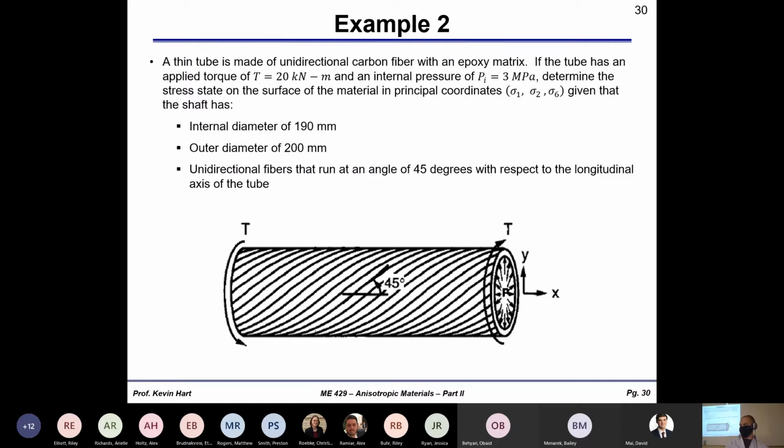So here we've got a thin unidirectional carbon fiber epoxy tube, and it's under some torsion and also some internal pressure. Complicated, right? So we want to determine what is the stress state on the surface of the material in principal coordinates, given that the shaft has certain geometric parameters, and that the orientation of the fibers with respect to the longitudinal axis of this shaft is 45 degrees. Hopefully we're all following that idea. I'll give you a second to copy this, and then we can work through it.